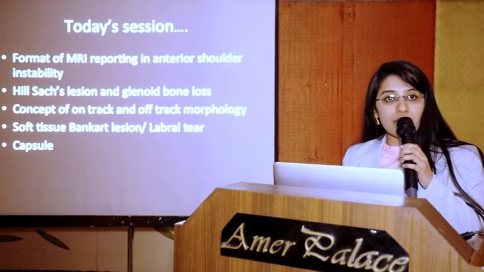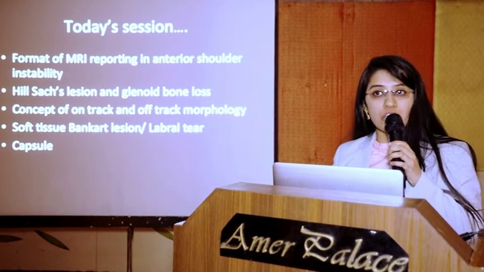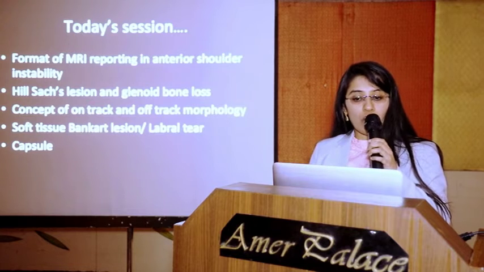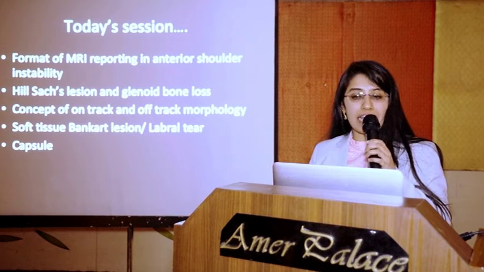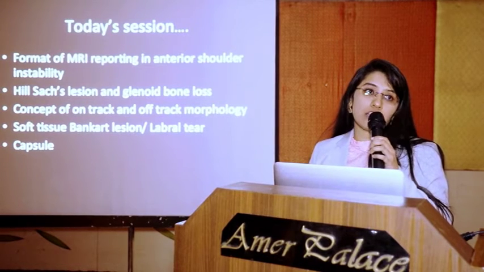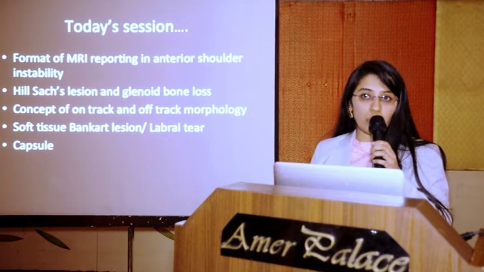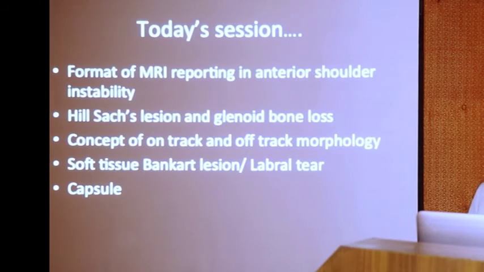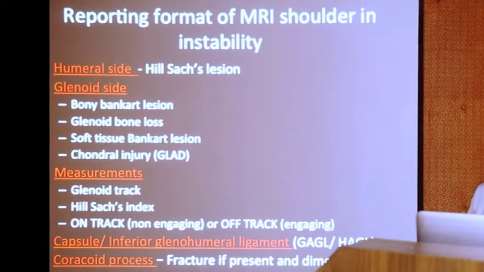Discussion about Hill-Sachs lesion and the glenoid bone loss, how to measure them, the concept of on-track and off-track morphology, what exactly it is, soft tissue Bankart lesion or labral tear, and a short discussion about the capsule, which is often repaired by orthopedic surgeons. So whenever I see a case of shoulder instability on an MRI, this is the reporting format that we usually pick up.